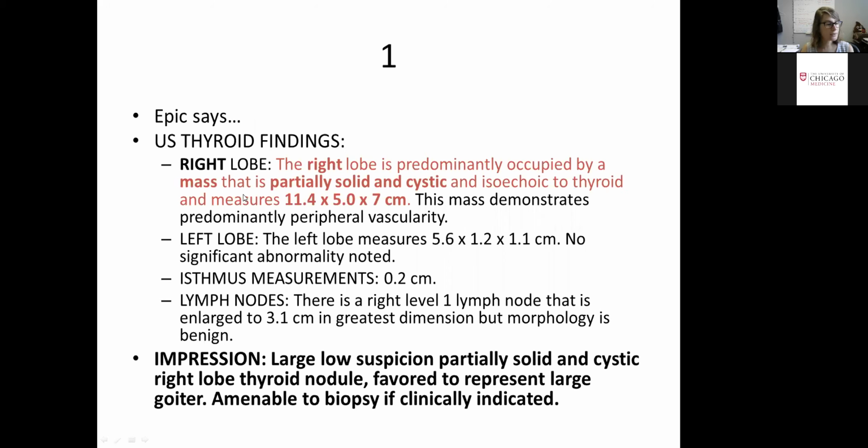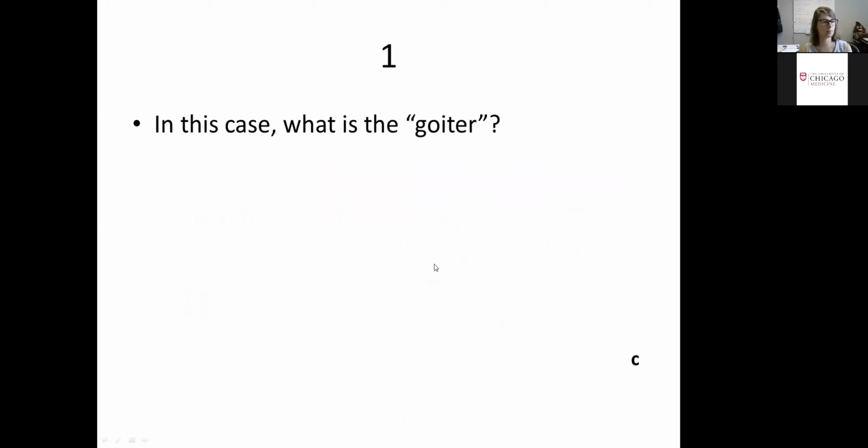Epic ultrasound said the right lobe is predominantly occupied by a mass that is partially solid and partially cystic. Okay, kind of jives with what we saw on the gross, and measures 11.4 by 5 by 7. Wow, that's big. 11 centimeters is big. The left lobe was without nodules, and the isthmus and lymph nodes were unremarkable. So basically, a large, low suspicion nodule in the right thyroid lobe, amenable to biopsy, which was performed and called benign.